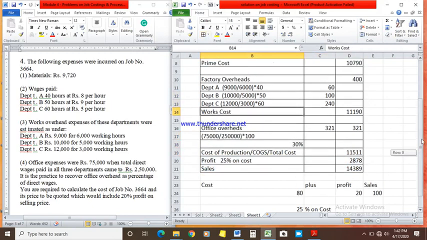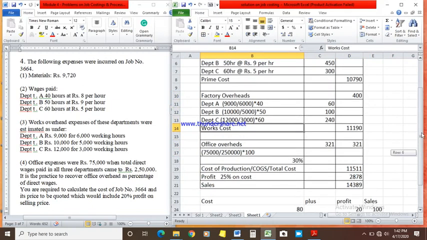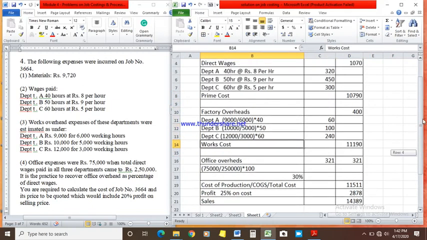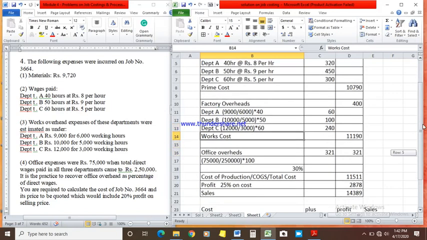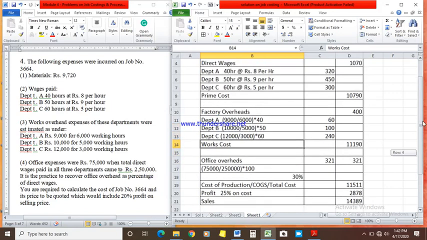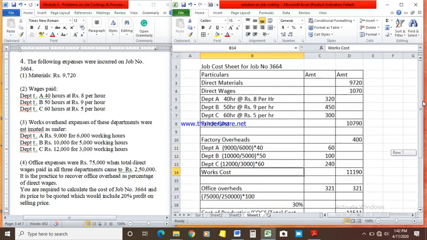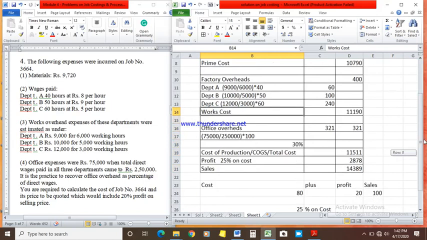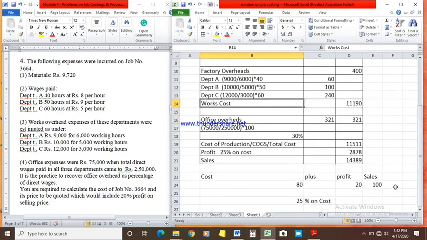In this way, we are supposed to compute or prepare the job cost sheet for different sets of problems. I'll also be sharing some additional questions so that you can practice based on these step by step solutions. Thank you.